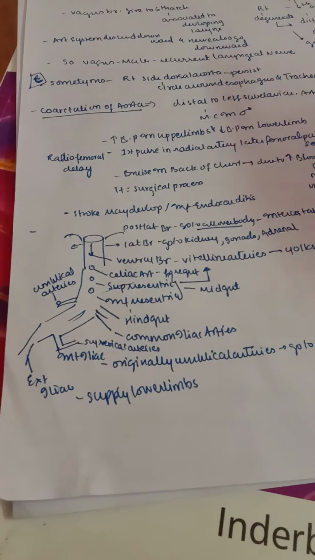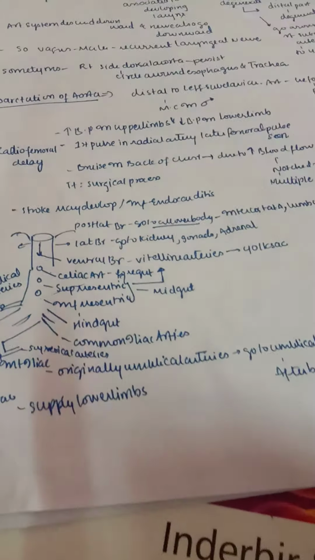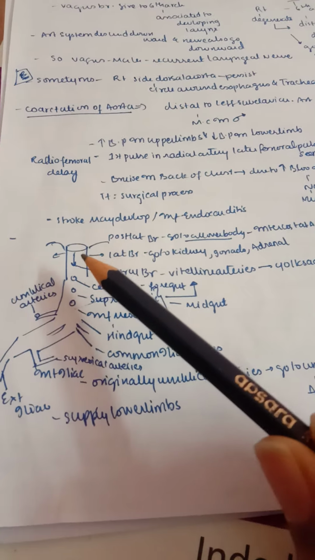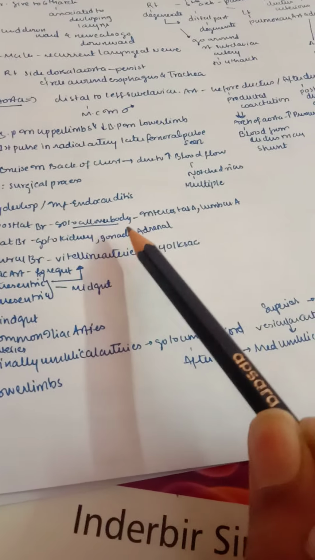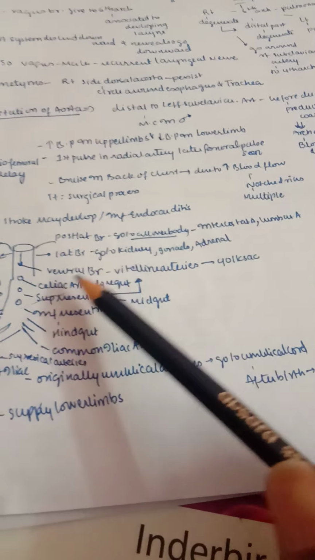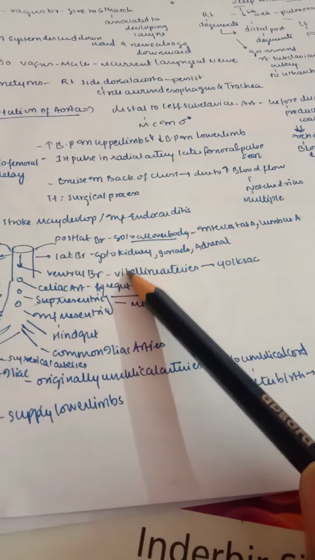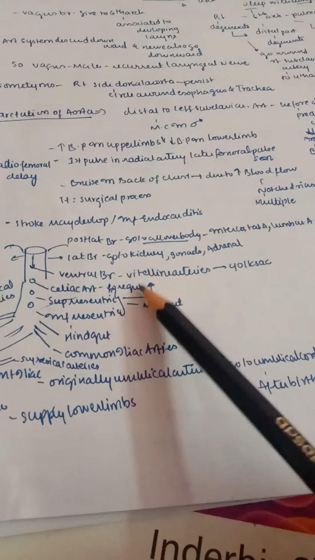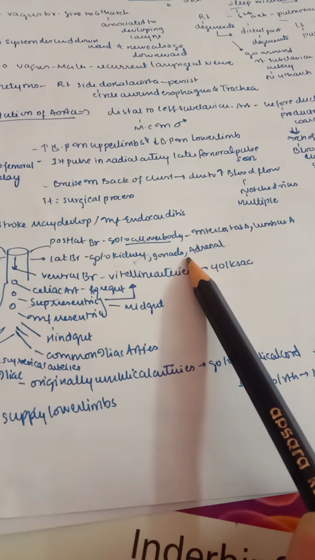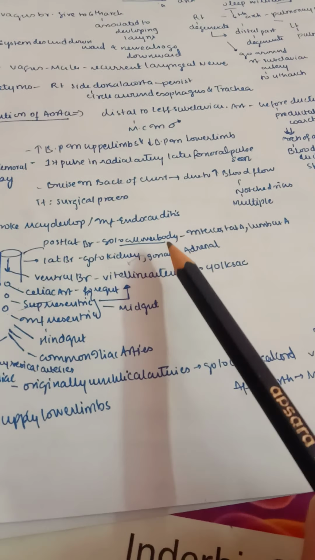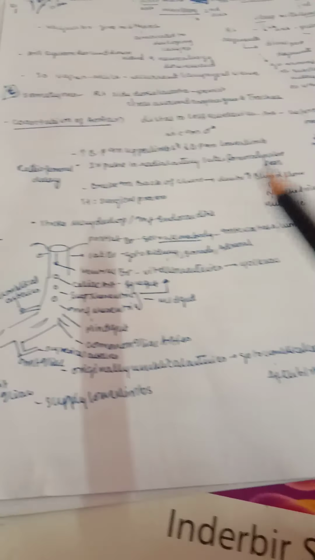Now let us see some of the branches, the arteries, what they become later. They form the posterior lateral branches which go all over the body, like intercostal arteries, lumbar arteries, and the lateral branches go to the kidney, gonads, adrenal, and form their respective arteries. For example, renal arteries, gonadal arteries, or testicular arteries in males, and the adrenal arteries.